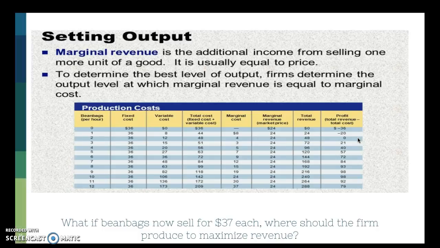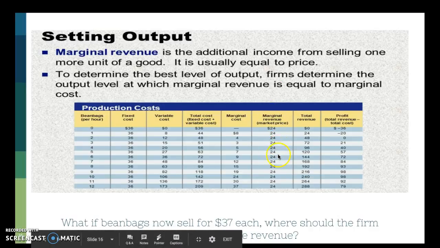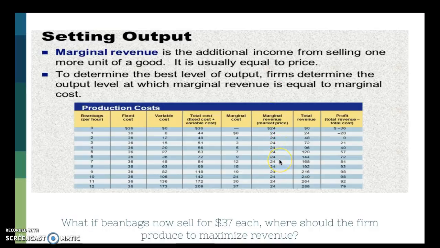So let's look back to that chart real quick. So take a look at this chart. Let's say now that beanbags cost $12 a piece. Okay, so your marginal revenue is $12. Question number 3 coming at you right here. If beanbags now, the marginal revenue is $12, at what level should the firm produce?